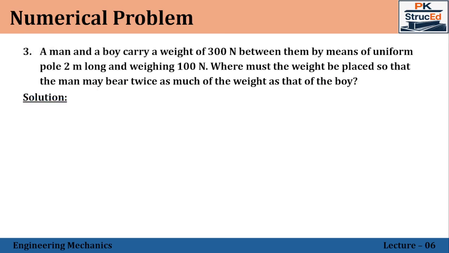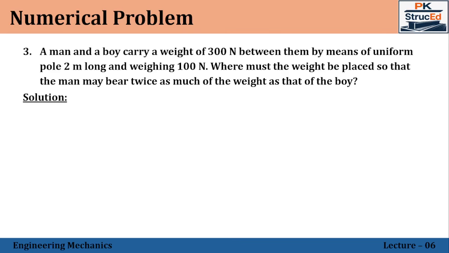Now let us go with an application point of view. A man and a boy carry a weight of 300 Newton between them by means of a uniform pole 2 meters long and weighing 100 Newton. The question is, where must the weight be placed so that the man may bear twice as much of the weight as that of the boy? So this is the question.